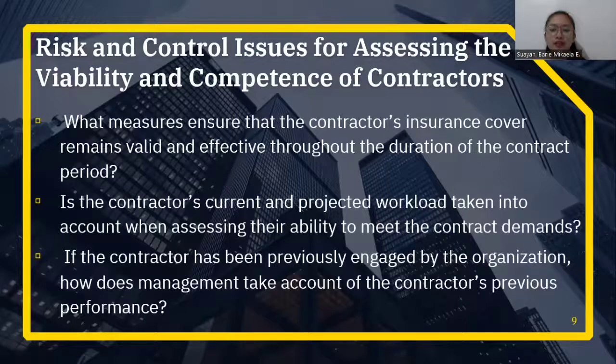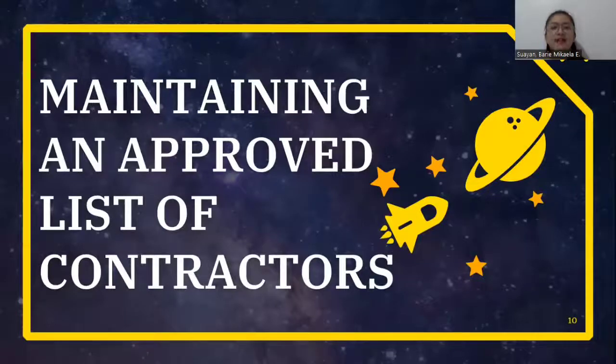These key issues and detailed issues questions show the risk and control issues for assessing the viability and competence of the contractors. By answering these questions, it would be easier for the management to assess and know what should be their next step when finding a contractor. Our next topic is maintaining an approved list of contractors.